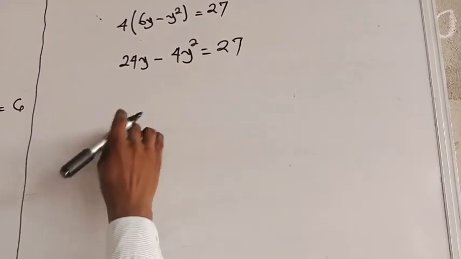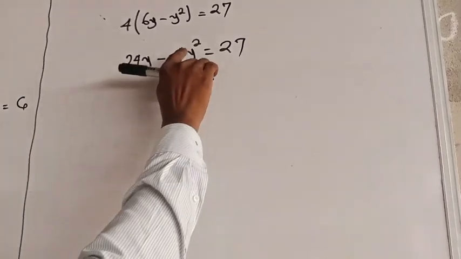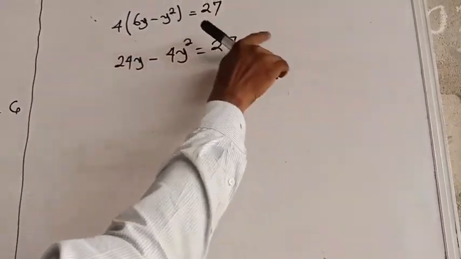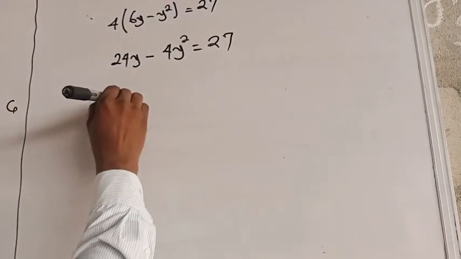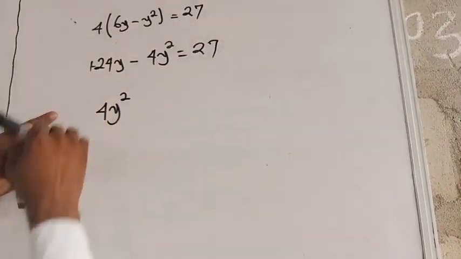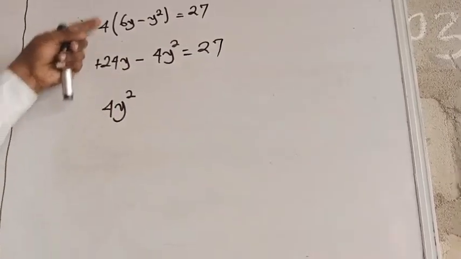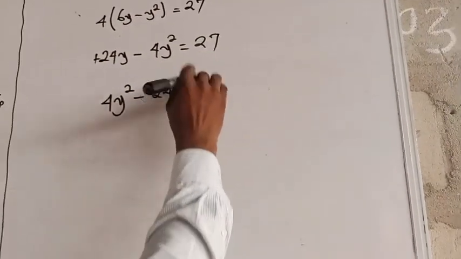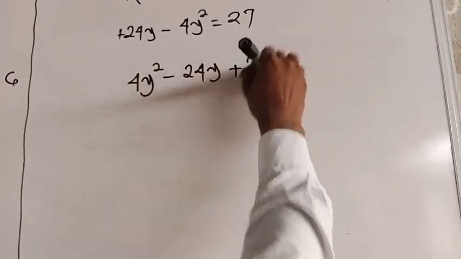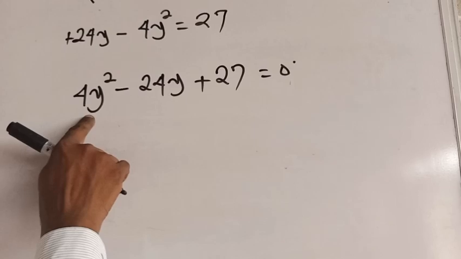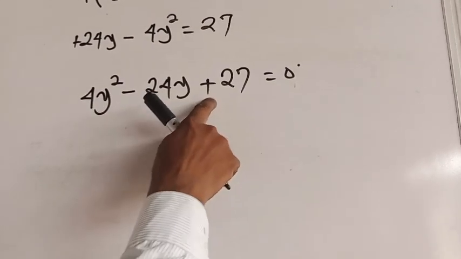So if I rearrange this, by transferring each of these variables to the other side, if I transfer this negative 4y squared to the other side, it becomes positive 4y squared. Here is positive, although we are not writing it. If I transfer this to the other side, it becomes minus 24y. We didn't transfer this, it remains 27, and my result is 0. It's now 4y squared minus 24y plus 27 equals 0.